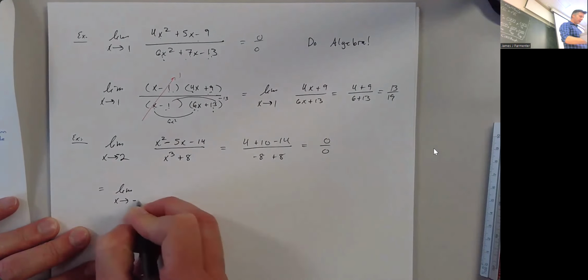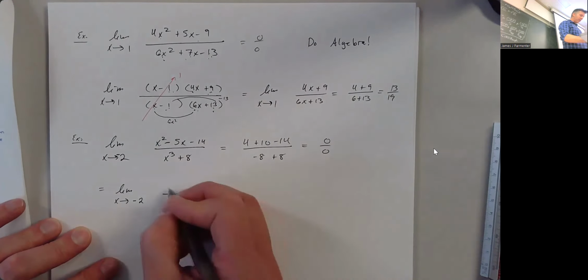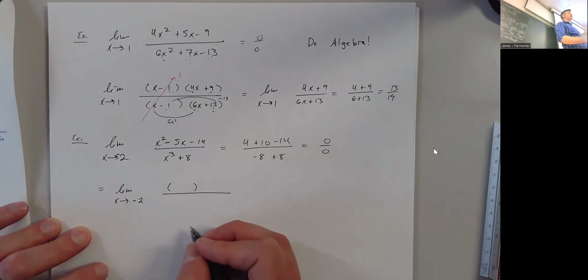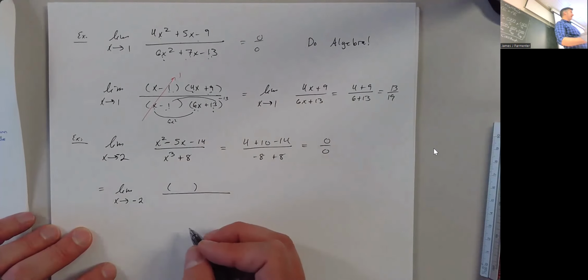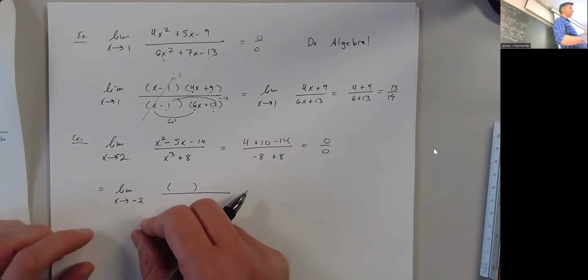If we plugged in negative 2 and got 0, all right, I want everybody to write down what the factor we know for sure is going to be. You can write it as x minus something, or if you want to simplify it, you can write it as x plus something.